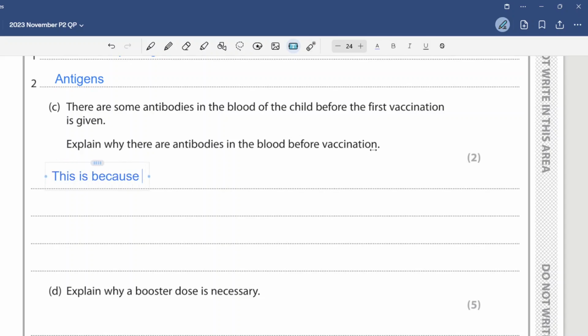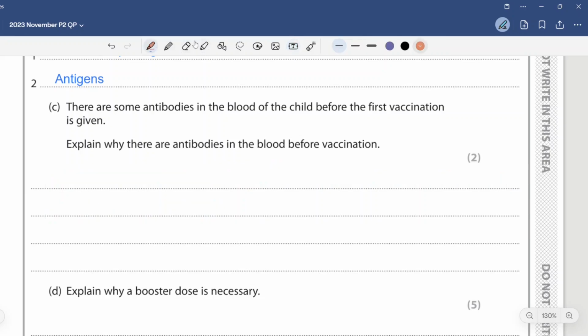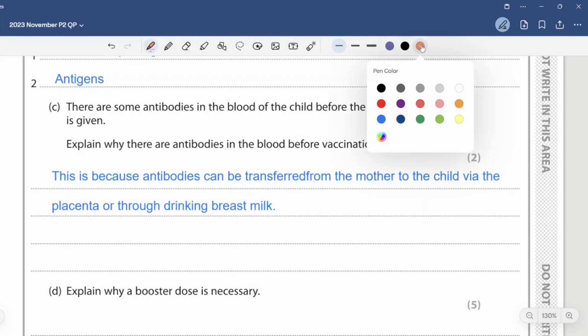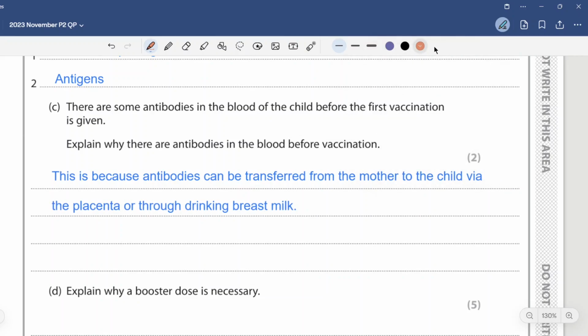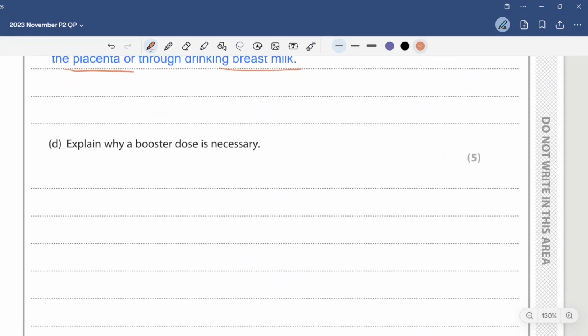This is because antibodies can be transferred from the mother to the child via the placenta or through drinking breast milk. All right, let's go over the marks. The first mark is transferred from the mother or passed from the mother through placenta or breast milk. That's the 3 marks.